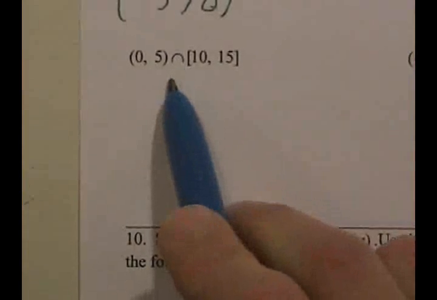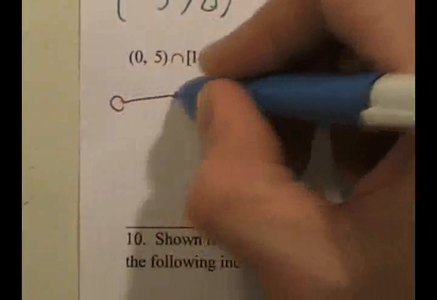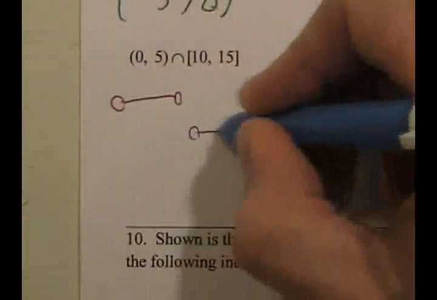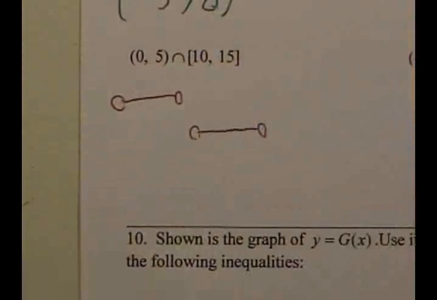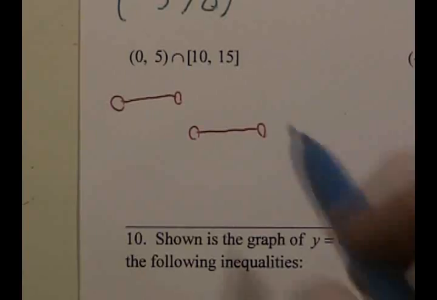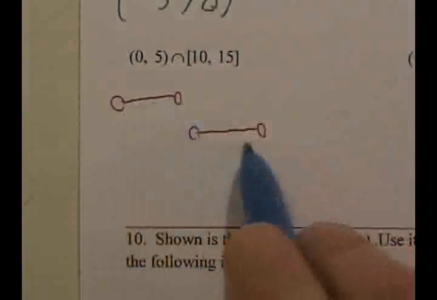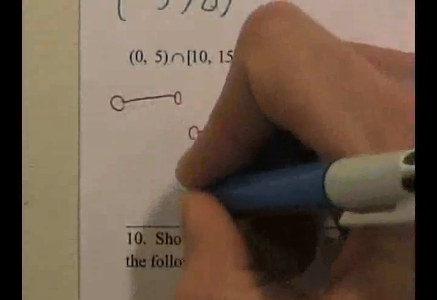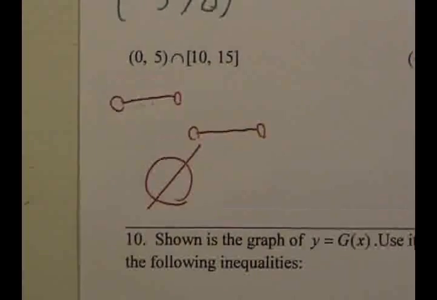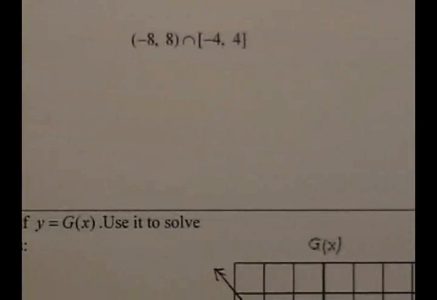This is the same set of sets, right? The 0 to 5 and the 10 to 15, and because they don't overlap, they're intersected. There is nothing. There are no items that are in both of these, so their intersection is the empty set, which we symbolize like that.